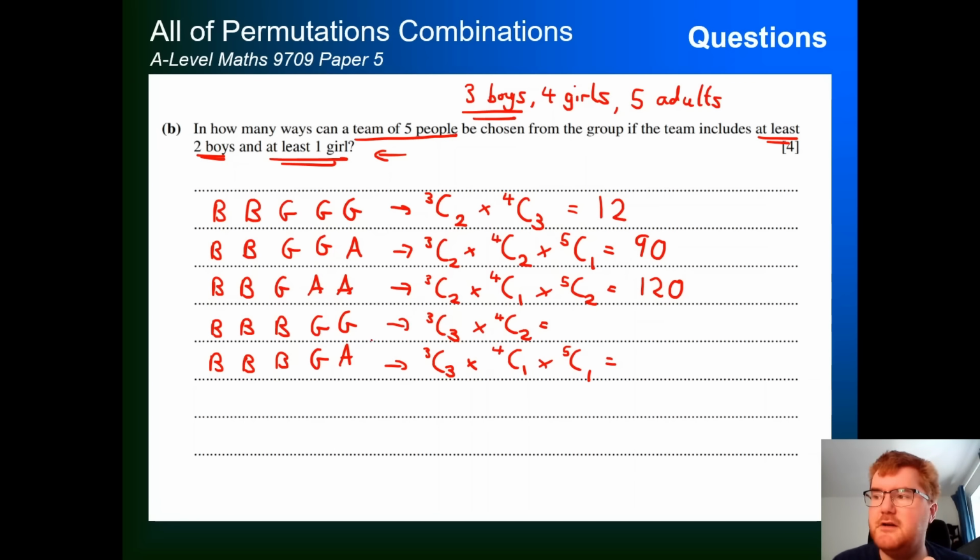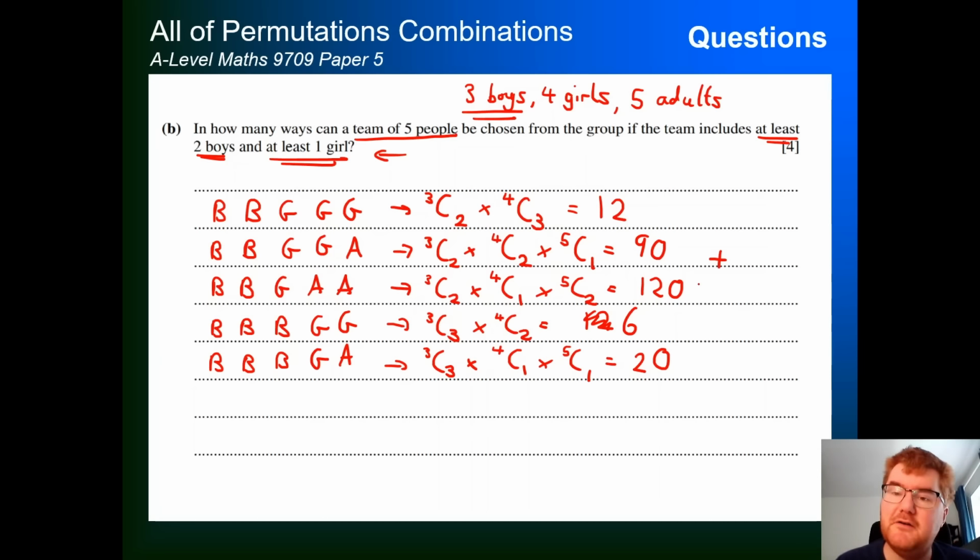This one's not going to be much at all. 3 boys and 2 girls. That's going to be equal to 12. And then our last one here. So 3 boys, 1 girl, and 1 adult. That's equal to 20. Just making sure we've got everything correct in here. This one should be 6, sorry. So 3 boys and 2 girls, that's equal to 6.